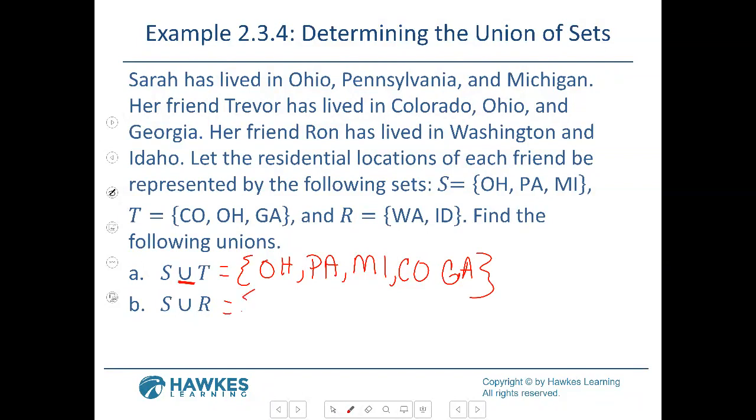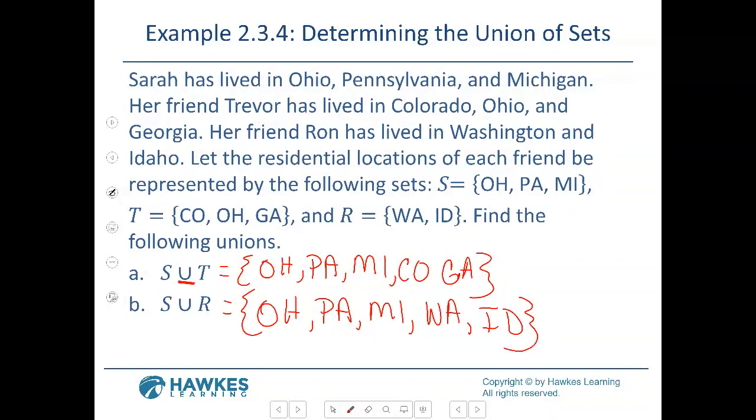So now you combine Sarah with Ron. We will have Ohio, Pennsylvania, Michigan, Washington, and Idaho. They just put all of those together. They did not have anything overlapping, so you just write them out separately. We'll write them all together.